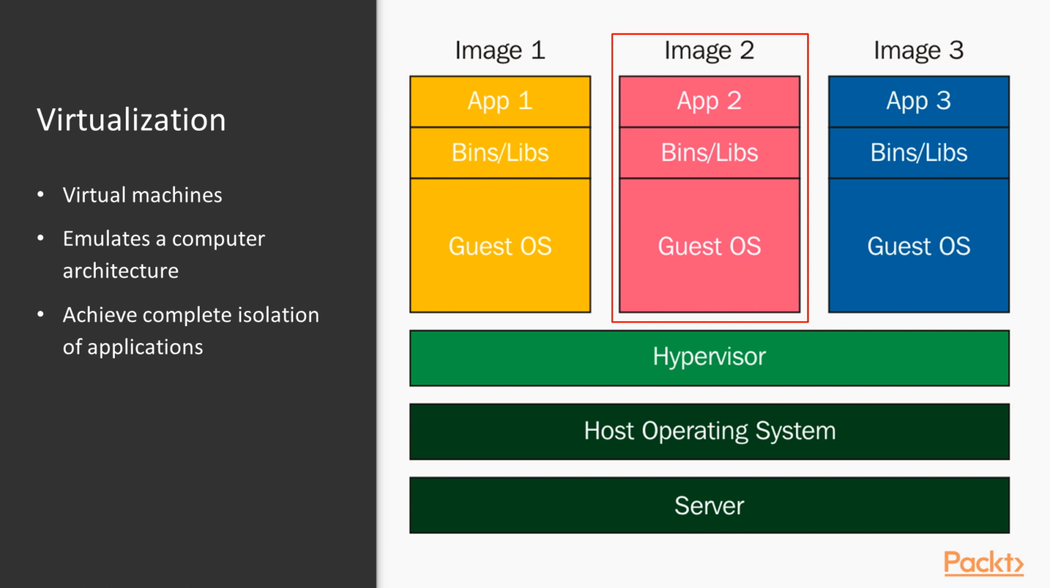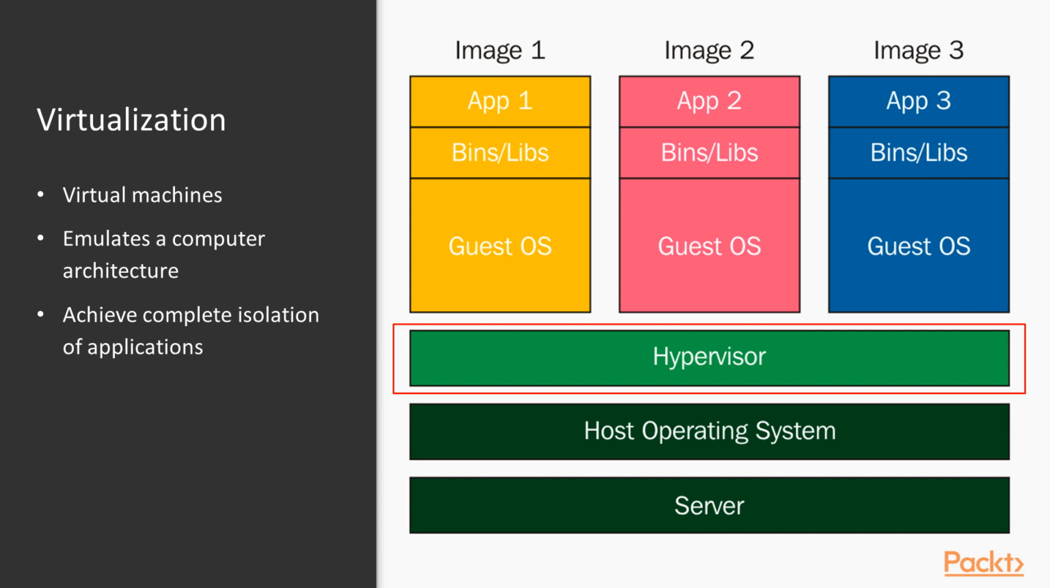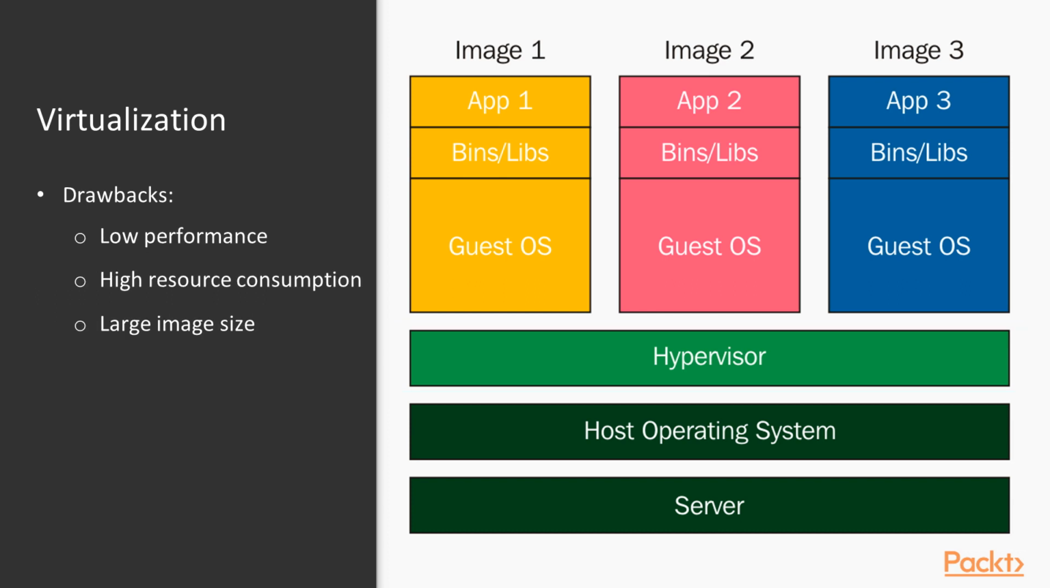Each application is launched as a separate image with all dependencies and a guest operating system. Images are run by the hypervisor, which emulates the physical computer architecture. This method of deployment is widely supported by many tools such as Vagrant and dedicated to development and testing environments. Virtualization, however, has three significant drawbacks: low performance, high resource consumption, and large image size.